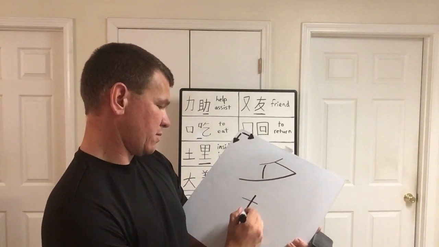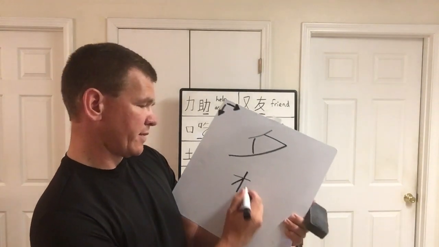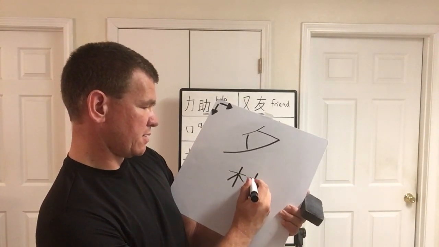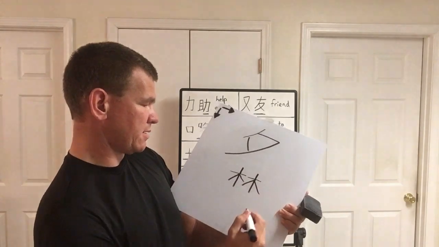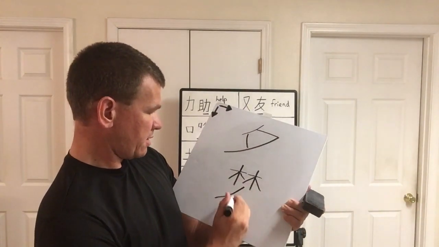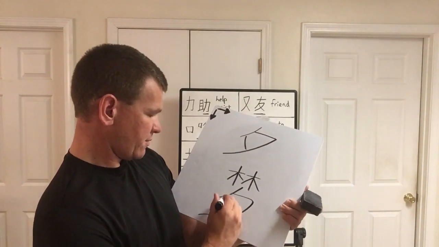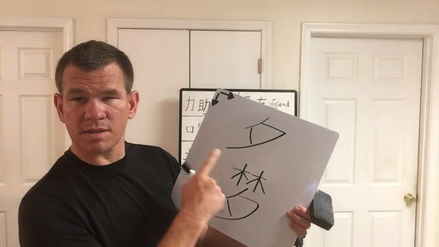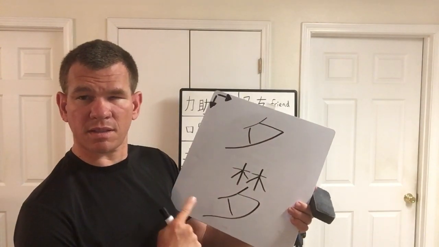1, 2, 3, 4, 5, 6, 7, 8. So these are 2 trees, and then 9, 10, 11. That's sunset, and then this is a dream.